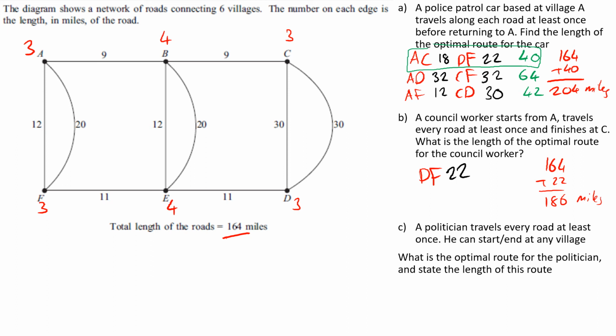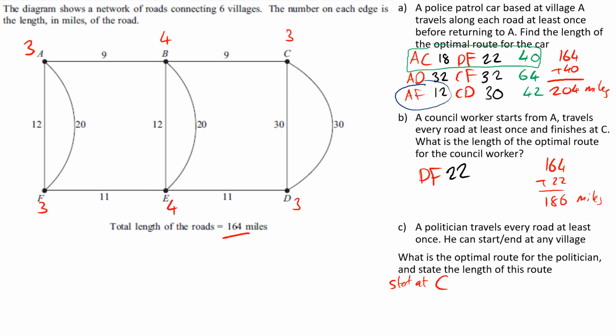Lastly, when a politician wants to travel every road at least once and start and end at any village, that means we can leave any two of these odd, and what we want is the amount we're adding on for the other two odd nodes to be smallest. And if we have a look at what we worked out, this is the smallest way we can combo together any two arcs.